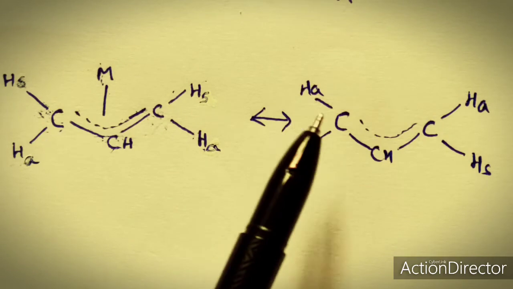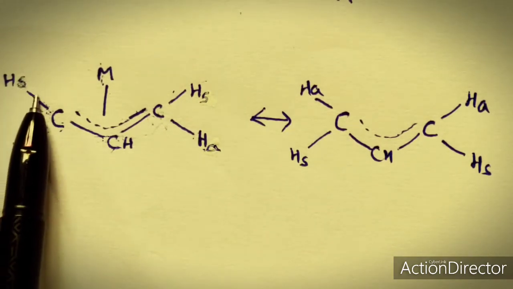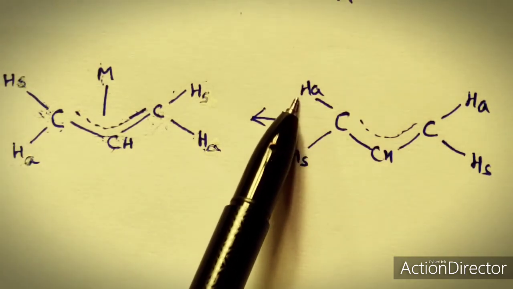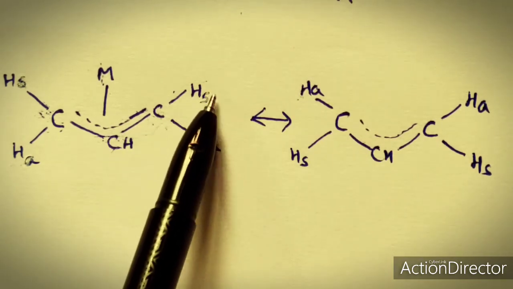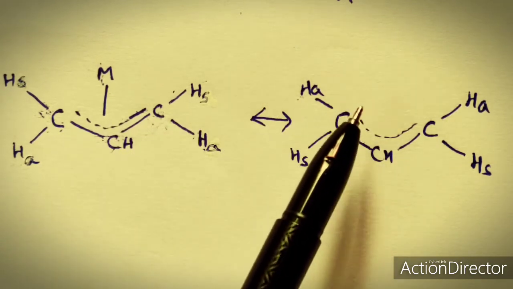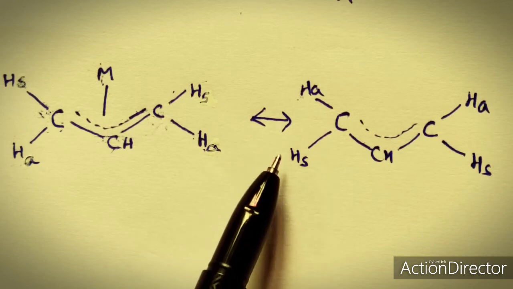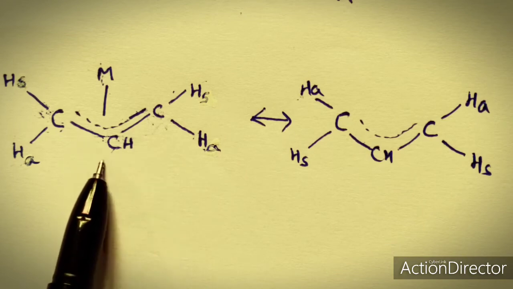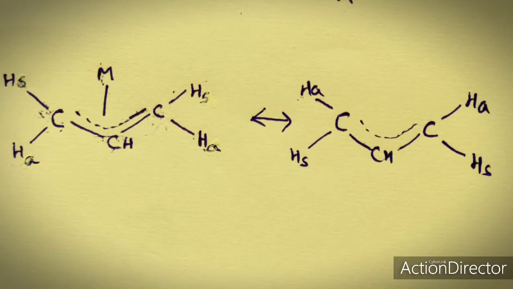And in this exchange, you can see that the syn hydrogen is here, but after exchange of these two hydrogen atoms, this anti hydrogen shifts to here. So you can see that there is exchange of these hydrogen atoms, and this is known as fluxionality, and it occurs via an eta 1 allyl intermediate. So its stereochemistry changes with respect to time.